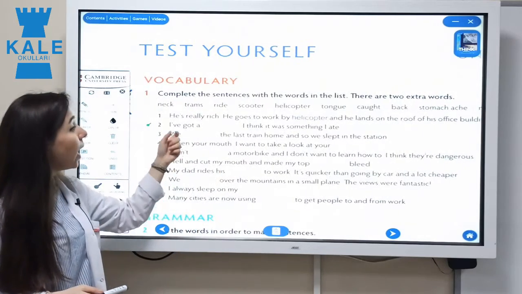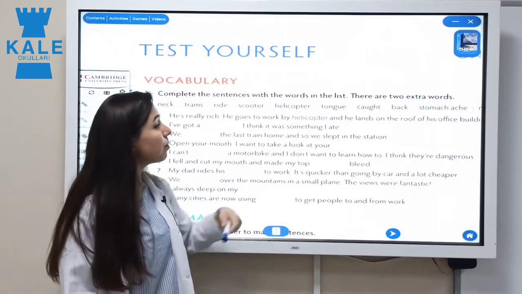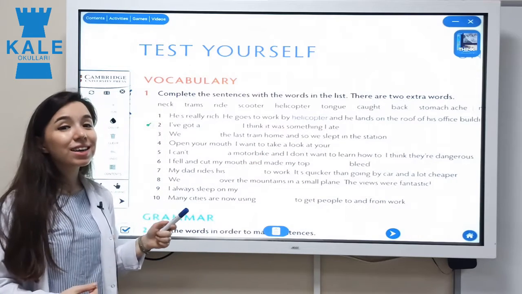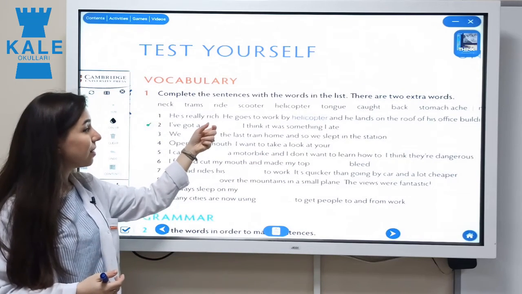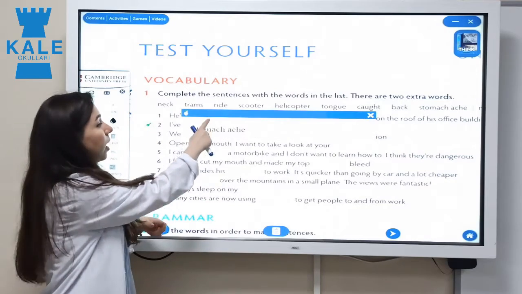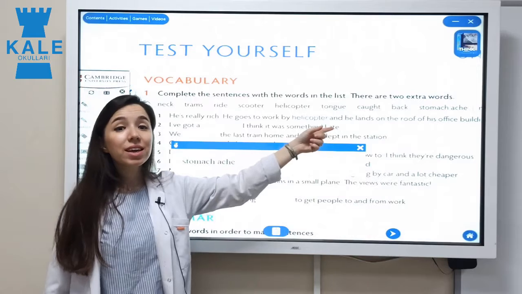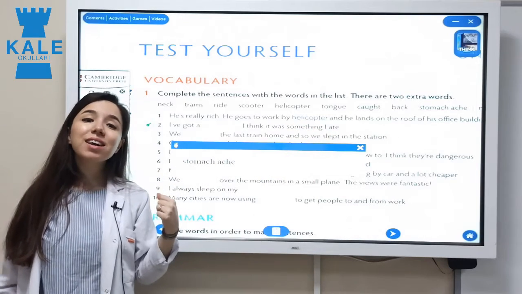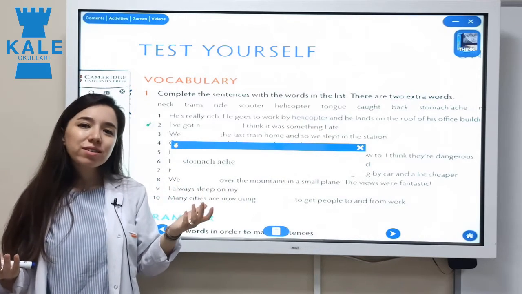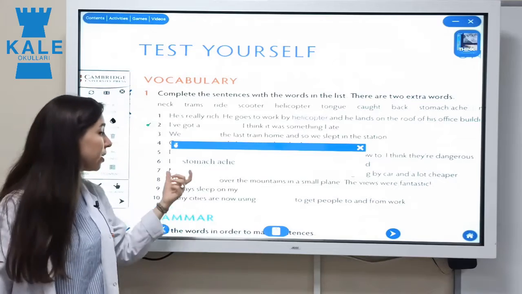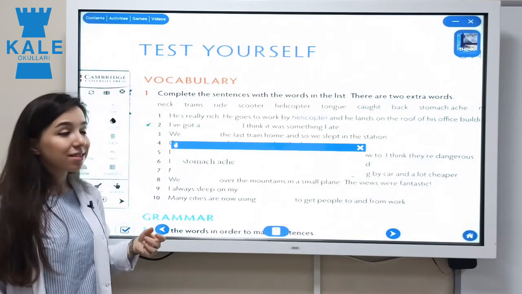What do you think? I think it was something I ate. I've got a stomachache, yes? Look at here. I got a stomachache. I think it was something I ate. Maybe last night I ate something that is poisonous or not good for my stomach. So because of that, I've got a stomachache now.